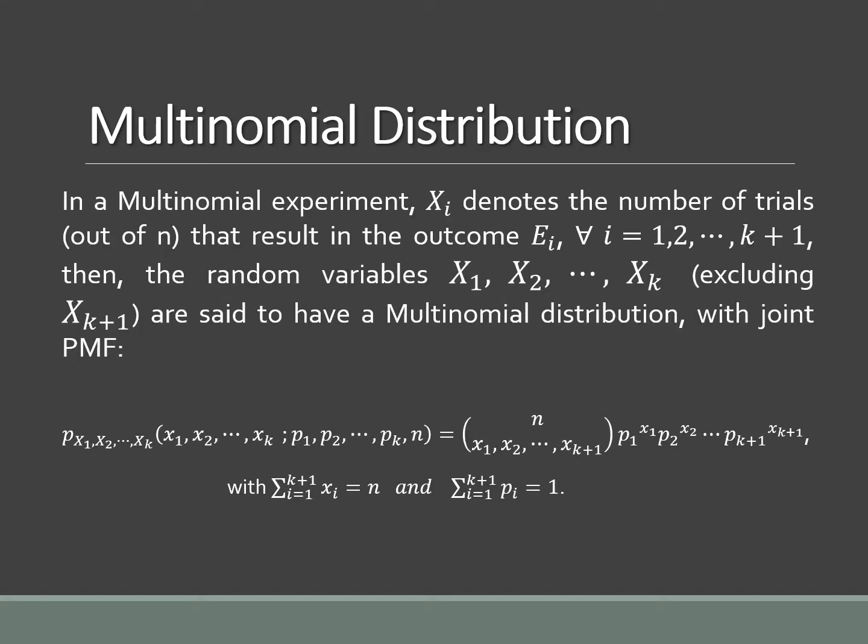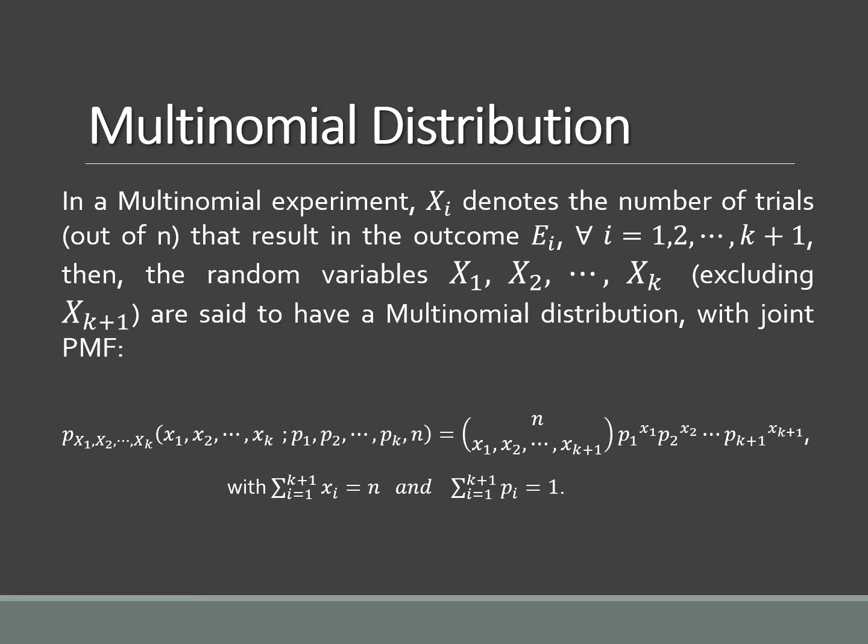So the next distribution is the multinomial distribution, which is usually attributed to the nominal type of variables. In a multinomial experiment, X sub i denotes the number of trials out of n wherein the resulting outcome is E sub i, wherein i is from 1 up to k plus 1. Then, we have the random variables X sub 1, X sub 2, up to X sub k, wherein these are the number of trials that resulted to the ith outcome.